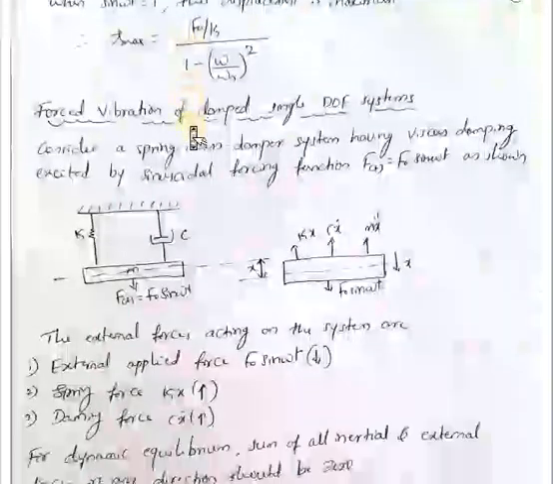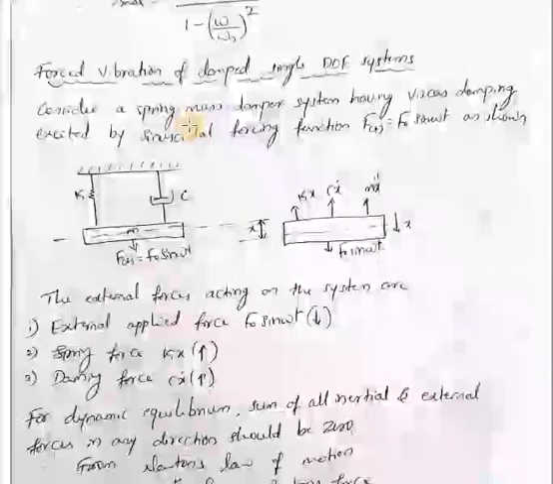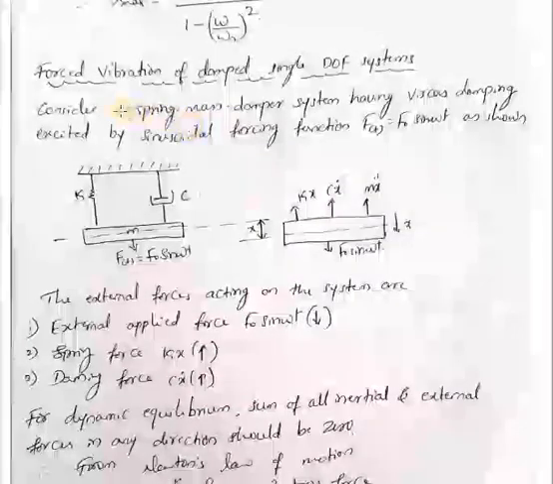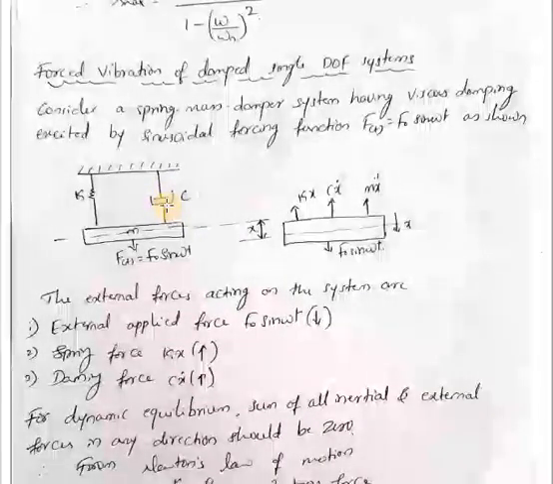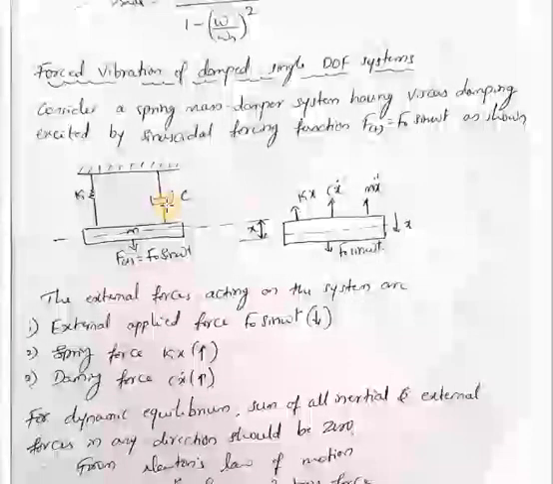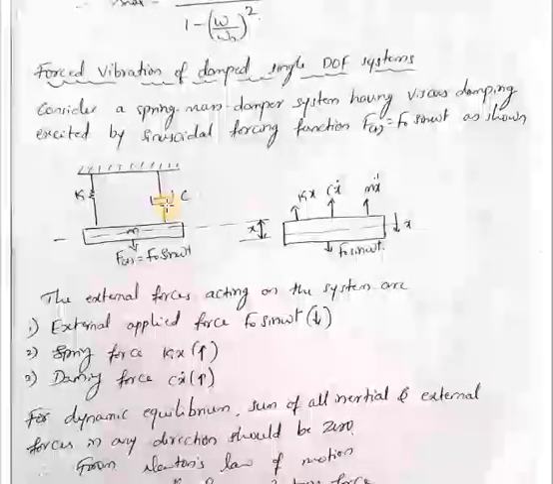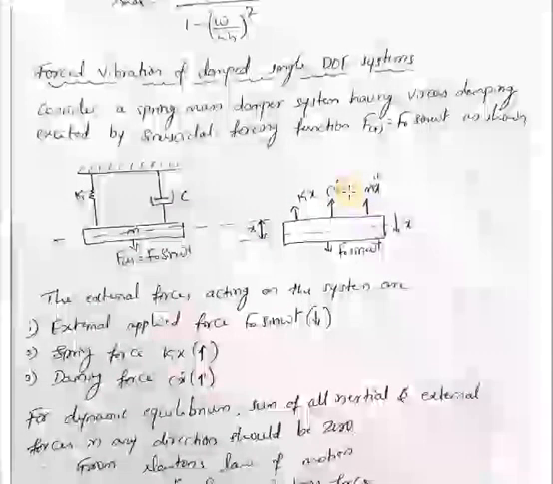Then moving further, the forced vibration of damped single degree of freedom system. Here one more element has come, that is the damper. Previously it was just a spring mass, now it is a spring mass damper system. So for this, let us consider a spring mass damper system having viscous damping excited by a sinusoidal forcing function, that is f of t as f naught into sin omega t, which is shown in this figure, and this is the free body diagram for the given system.